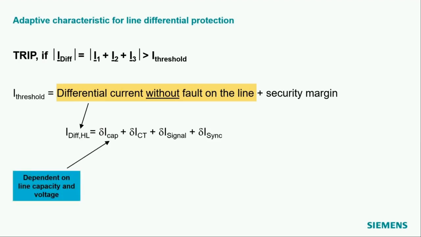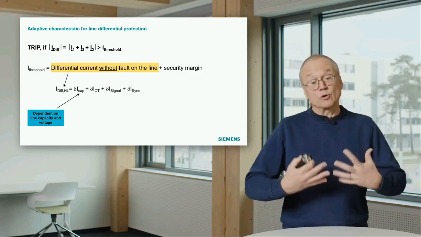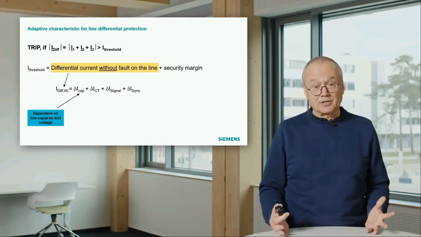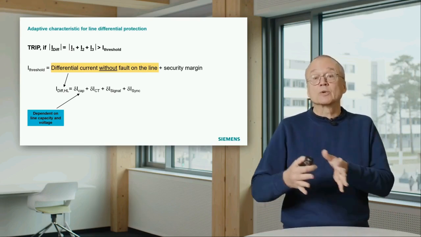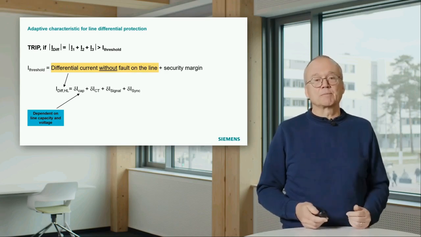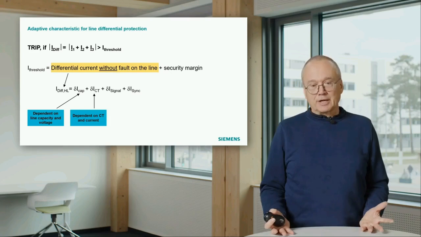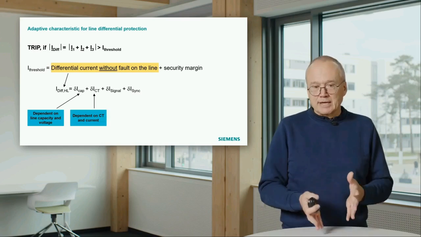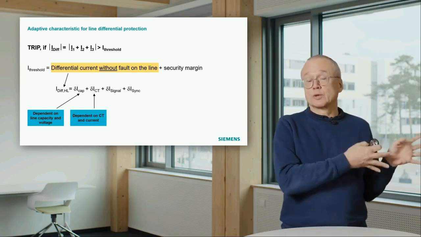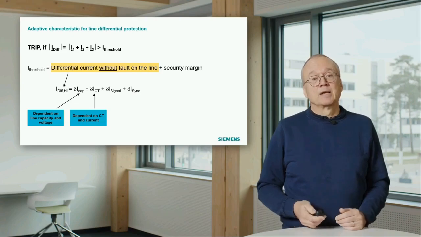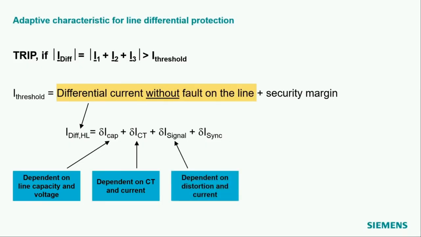The first thing is the capacitive current. That means the line, or especially if it is a cable, has a certain charging current, and this results in a differential current, as we will see in a minute. Then we have current transformer errors, measurement errors in the current transformers. They can generate a differential current, as we already saw in the first part. Then we can have some signal distortion coming from saturation or DC components or whatever. They can generate differential current.